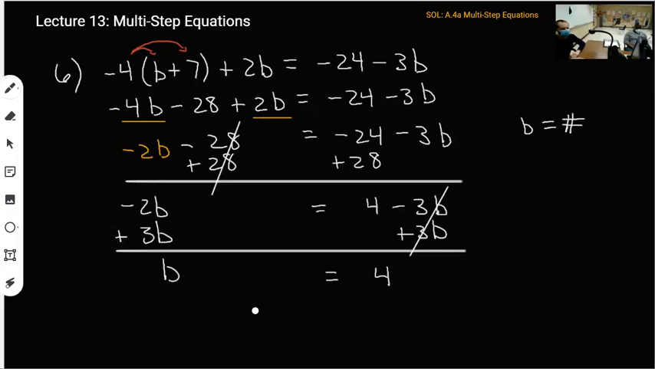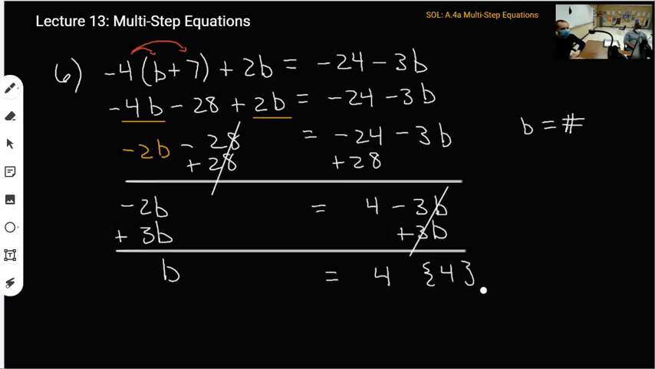And then notice I'm done. I don't have to do anything else. I've got b is equal to 4. That's going to be inside my solution set. Okay, so that's how you solve number 6. My answer is b equals 4. So my solution set is just going to be the number 4.